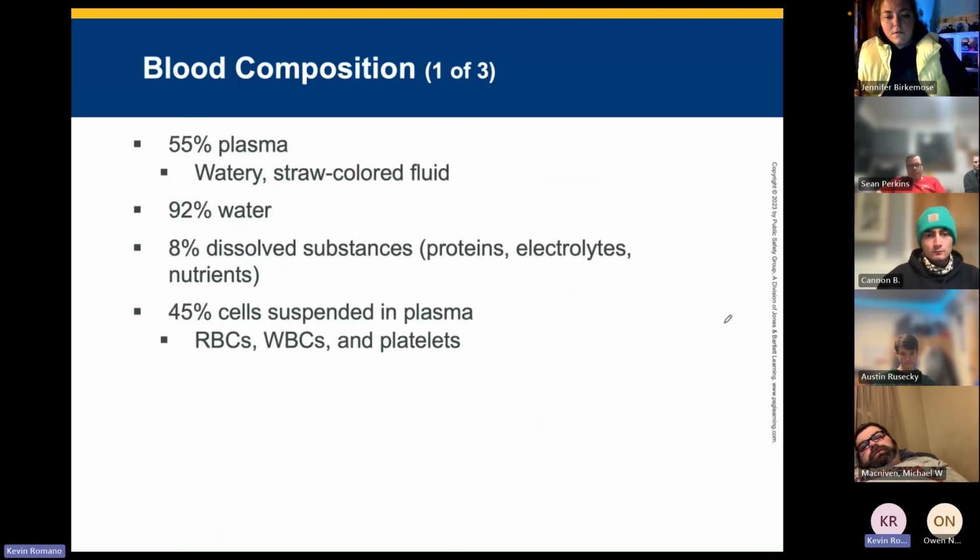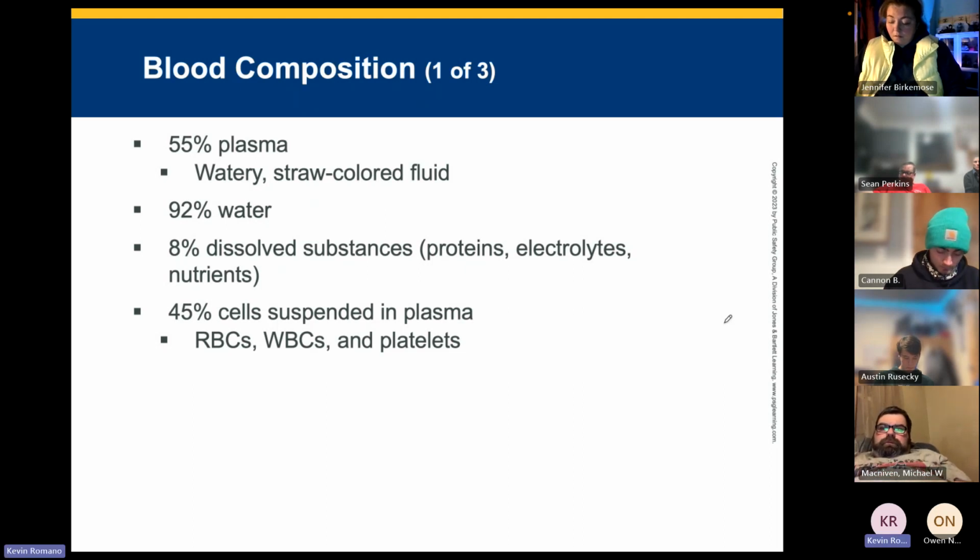All right. So blood composition, we're getting there. Blood consists of plasma at 55% and formed elements, or cells, that are suspended in the plasma, which is 45%, including RBCs, WBCs, and platelets. So red and white blood cells.